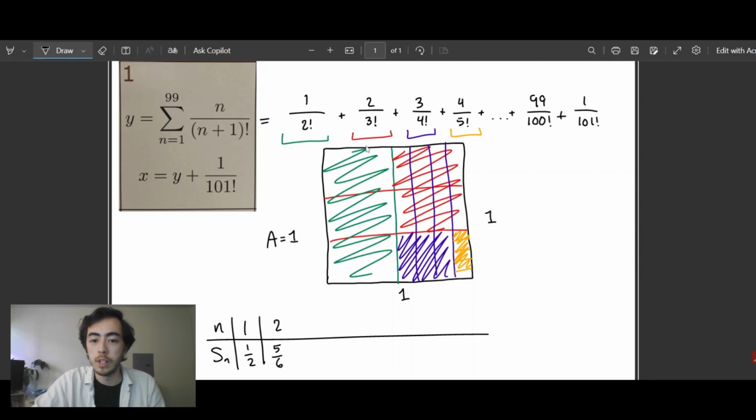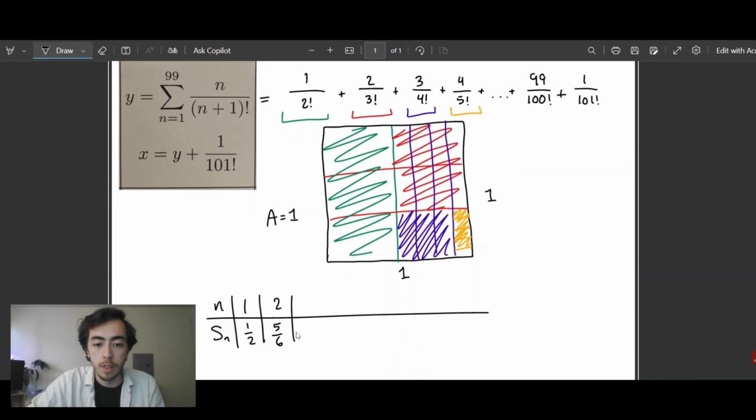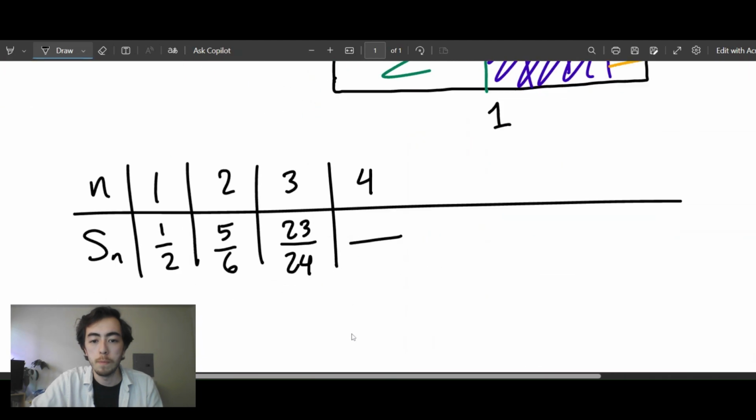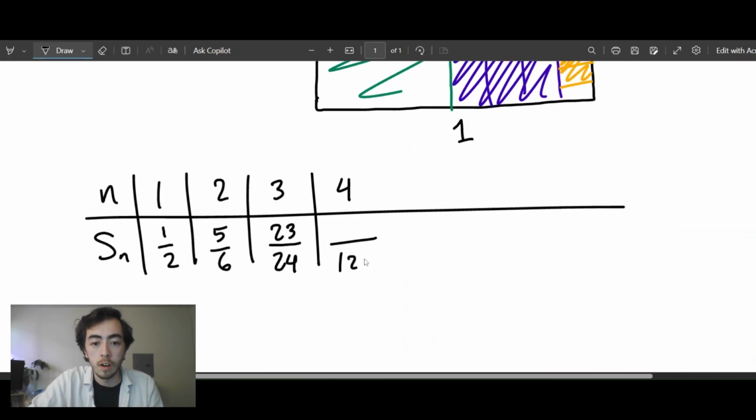Because I split it into 6 sections, and then there's 1, 2, 3, 4, and then 5 that were shaded in. And then for the third partial sum, that's when I shaded these things in blue. There were 24 pieces, and I shaded in 23 of them. And then how about for the fourth partial sum? That's when my denominator was 120, and I shaded in all but one of them. And so that's 119 on top.